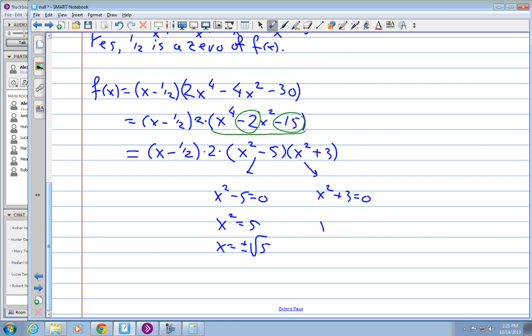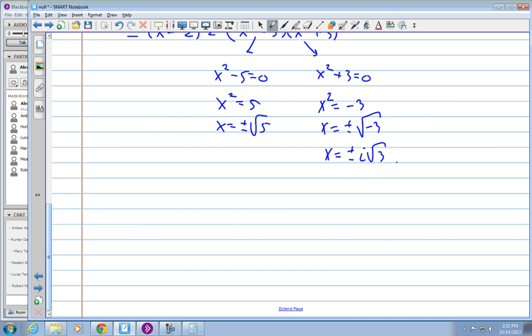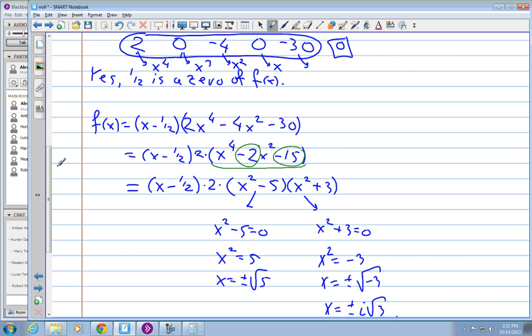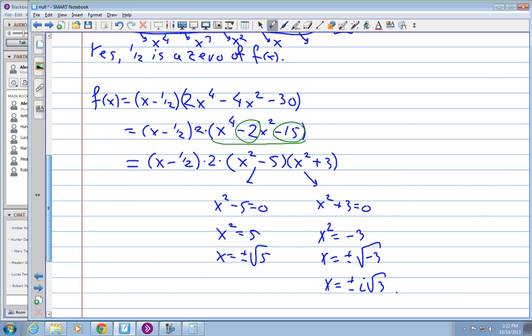The other one, x squared equals negative 3, so x equals plus or minus square root of negative 3, which means plus or minus i square root of 3. Those are imaginary zeros. They're still not on our list. So our list only had one zero that actually worked. But these are all 5 zeros now, right? We got 1/2, and we got plus or minus root 5, plus or minus i root 3.